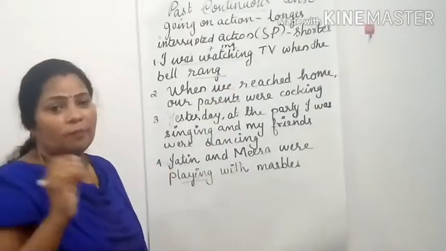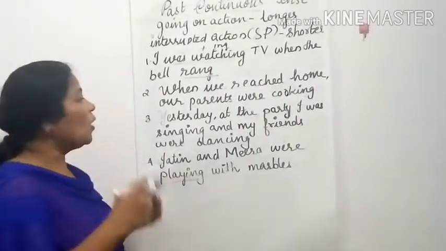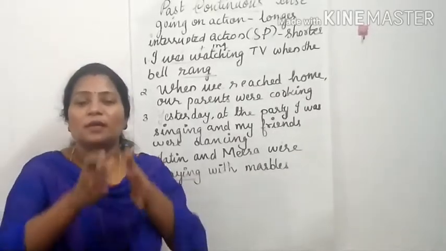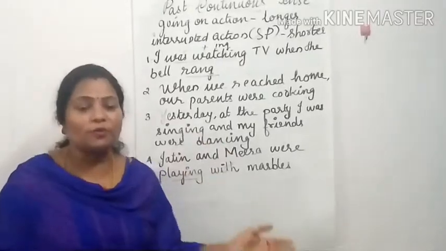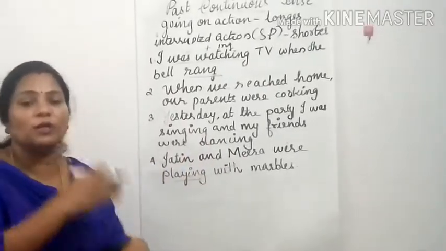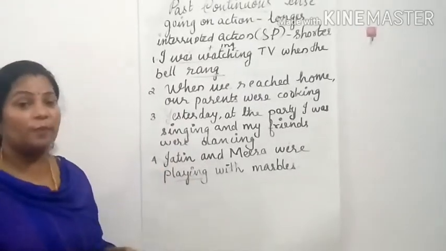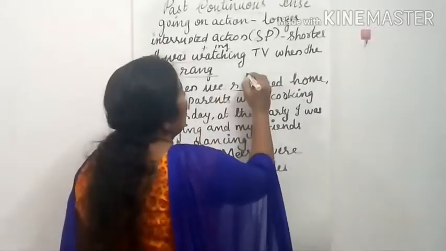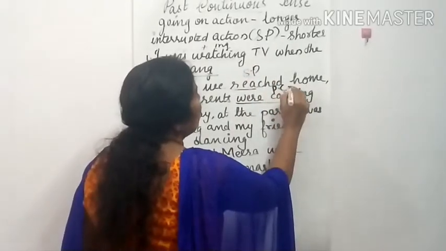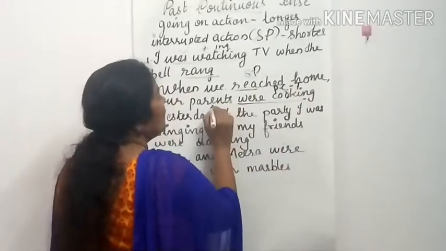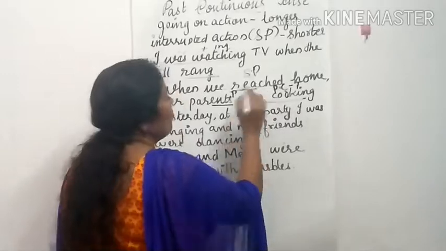The bell rang. This is the simple past tense. The second example is when we reached home, our parents were cooking. That means the longer action that was going on was cooking. So our parents were cooking. At that time what happened? And the one short action took place, that is we reached home. So reached is the simple past tense and this is in the past continuous tense. And here parents is plural, so we have used the plural verb.